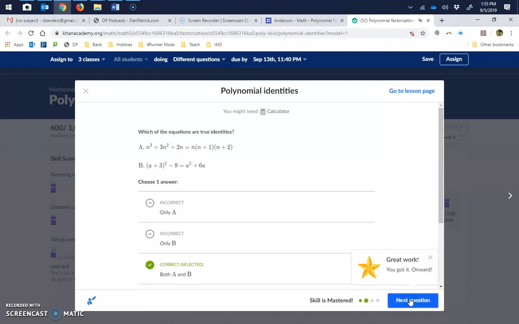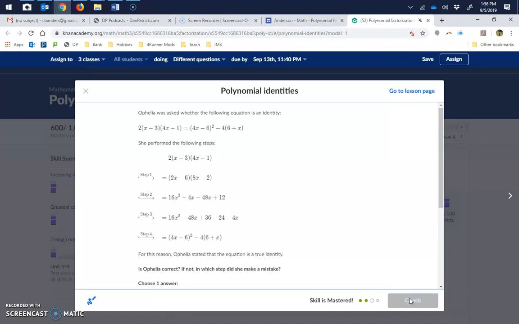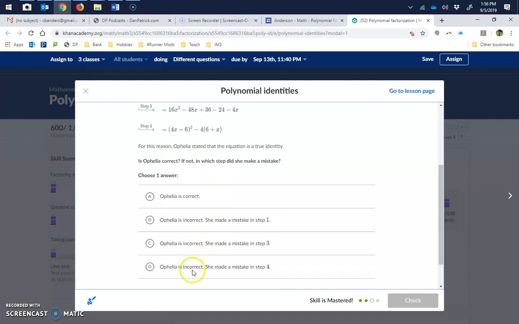Yep. All right, question 3. Ophelia was asked whether the following equation is an identity. 2 times x minus 3 times 4x minus 1 is equal to 4x minus 6 squared minus 4 times 6 plus x. So, first thing they do, Ophelia, 2 times x minus 3 is correct, but looks like they make a mistake right here, step 1. They also multiply the 2 times 4x minus 1. That's a mistake. So step 1 is wrong. We don't need to go any further.